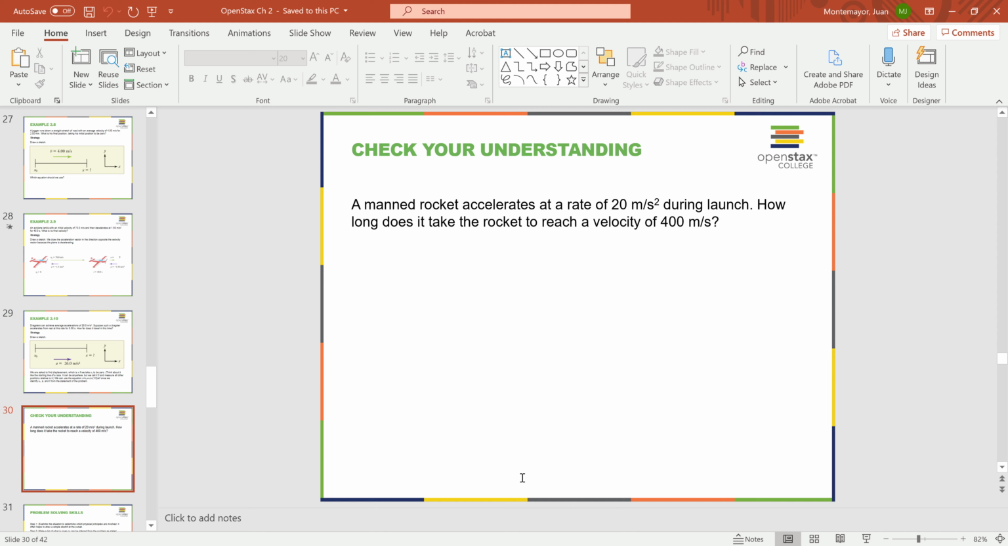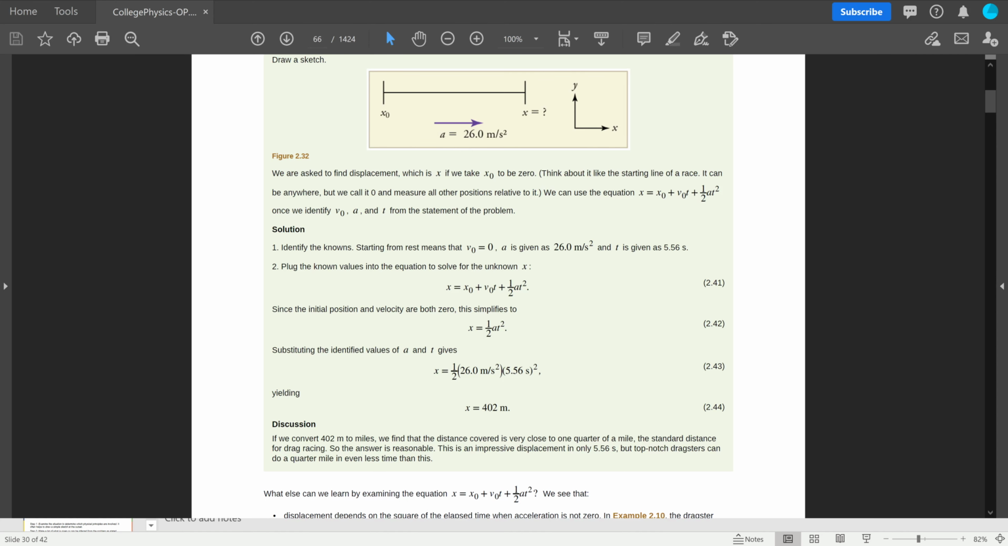Okay. So here, a manned rocket accelerates at a rate of 20 meters per second squared during a launch. How long does it take for the rocket to reach a velocity of 400 meters per second? So this one's actually in the textbook as well.